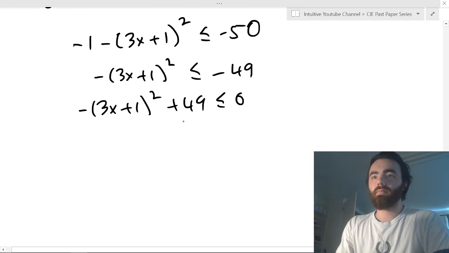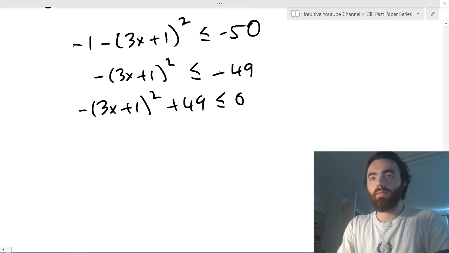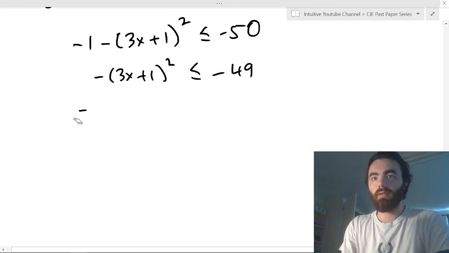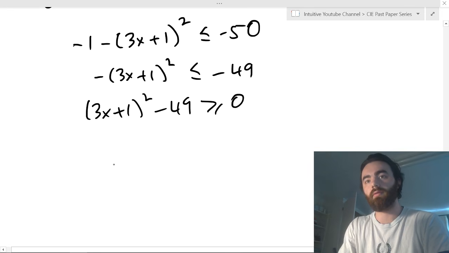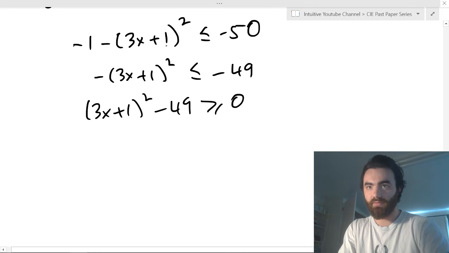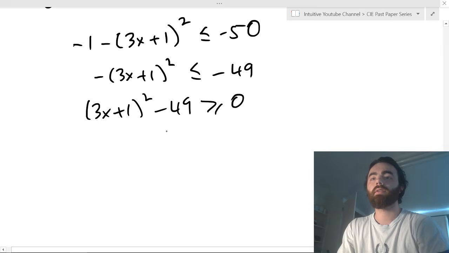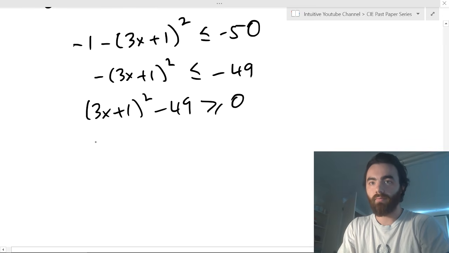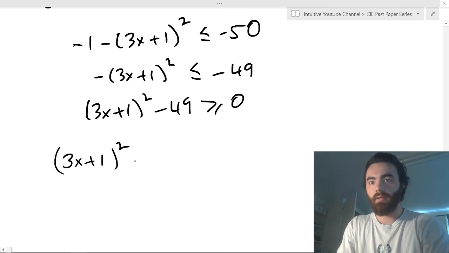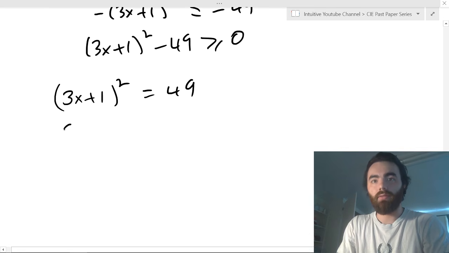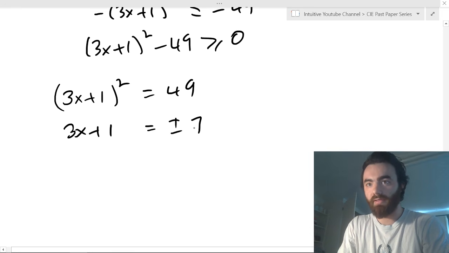Oof. It'd be nicer to just do it like this actually. If you just take it over here, you can say 3x plus 1 squared minus 49 is greater than or equal to 0. Where is this greater than or equal to 0? See, I've just taken it over there and then sort of switched it. Well, let's just solve this. So this is 3x plus 1 squared, and we can just say minus 49 equals 0. So then we can say equals 49.